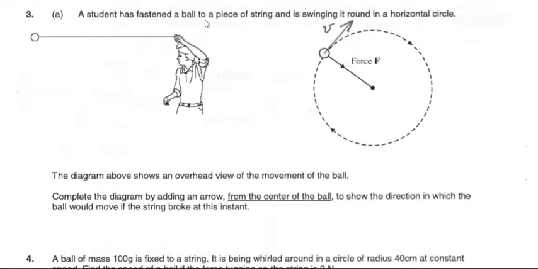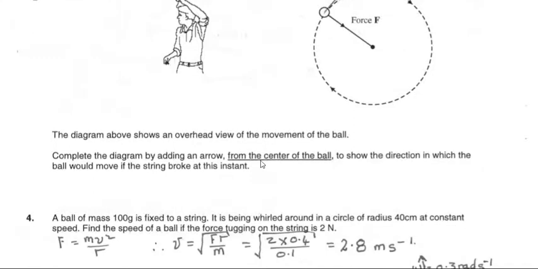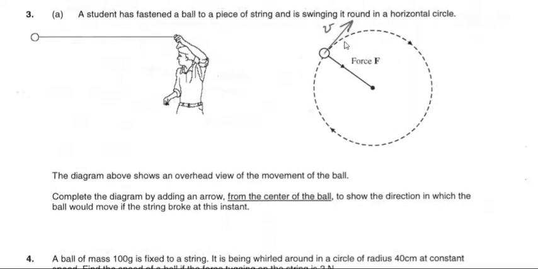Question 3. A student has fastened a ball to a piece of string and is swinging it around in a horizontal circle. The diagram shows an overhead view of the movement of the ball. So you've got the linear velocity tangential at any particular moment to the circle. Complete the diagram by adding an arrow, and this is how it's done, to show the direction in which the ball would move if the string broke at this instant.